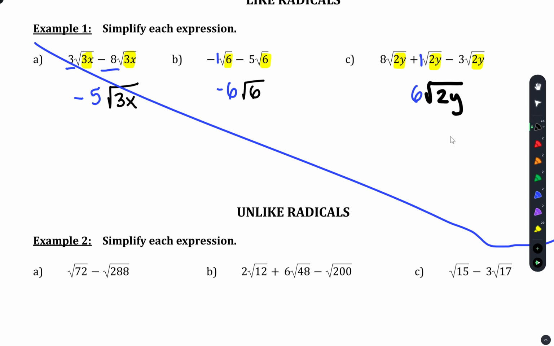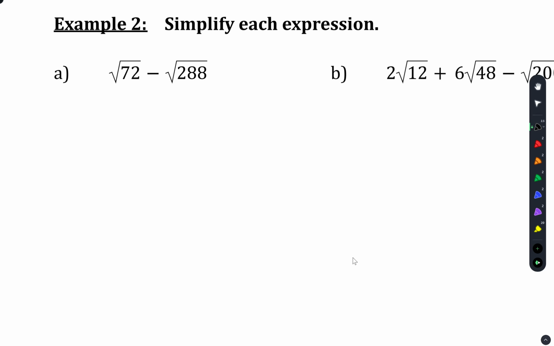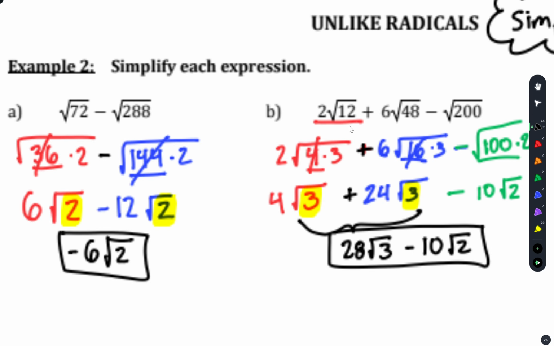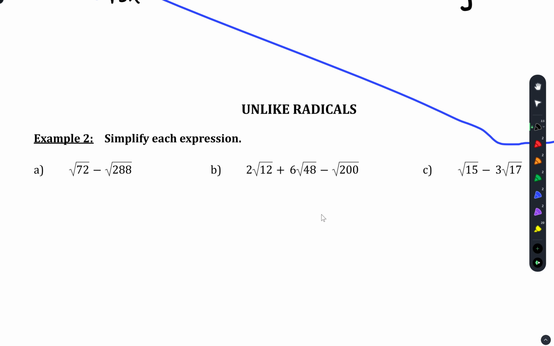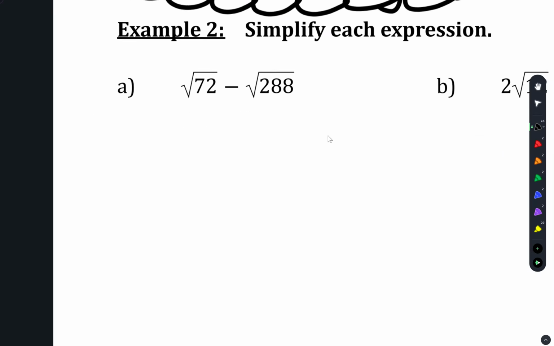Okay, so then what happens when my radicals are unlike? So in letter A, for this next section, we have to take a look. Obviously, they're not the same. The first thing we need to do is simplify all the way. So I'm going to put a little note over here. Simplify fully first. So let's break this down, just like we did on our quiz. This is a good refresher from our quiz because some of us were making some silly mistakes.